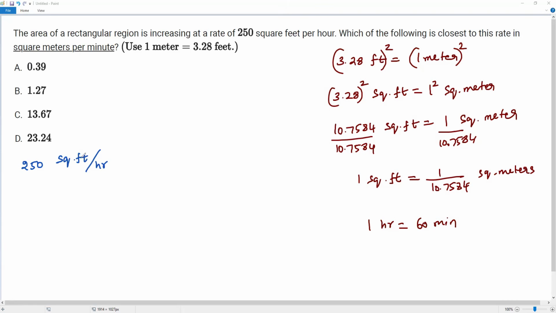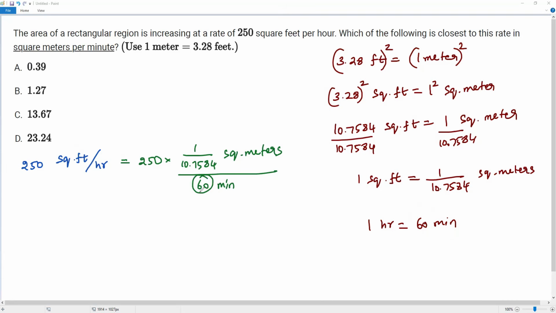Let me write it. Okay, now let's come to the given quantity. That is 250. Here we have square foot. That square foot means 1 square foot. We got that 1 square foot equals 1 over 10.7584 square meters. So we can plug in this for 1 square foot over here, times 1 over 10.7584 square meters. Here in the denominator we have hour, that is 1 hour. We know that 1 hour equals 60 minutes. We can plug in 60 minutes for this 1 hour over here.